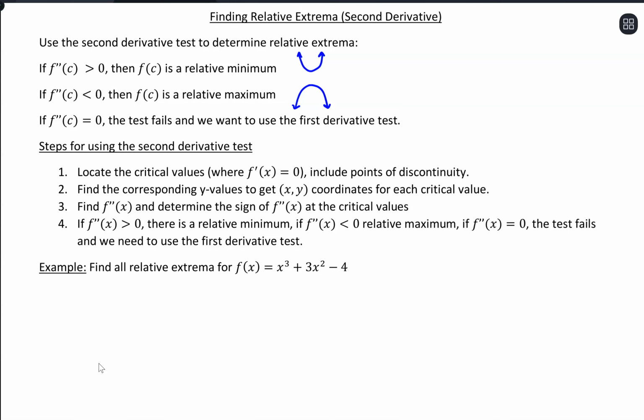All right, so our steps. We're going to find our critical values. We're going to find the y coordinates at those points. And then from there, we're going to look at the second derivative at those values. And then we can determine whether we have a relative minimum, maximum, or if our test fails.